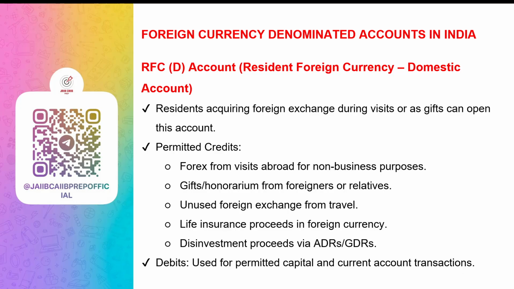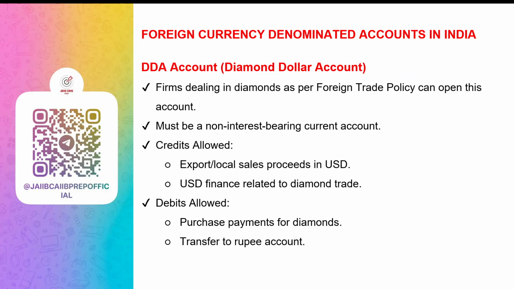What is a permissible debit? So you can use this money for any permitted current or capital account transaction. Current account like paying for education, travel, or capital account which alters the assets and liabilities. So like investing in foreign shares or property or buying the property. If you buy property abroad, it is a capital account transaction. So you can use this money for any permitted current or capital account transaction.